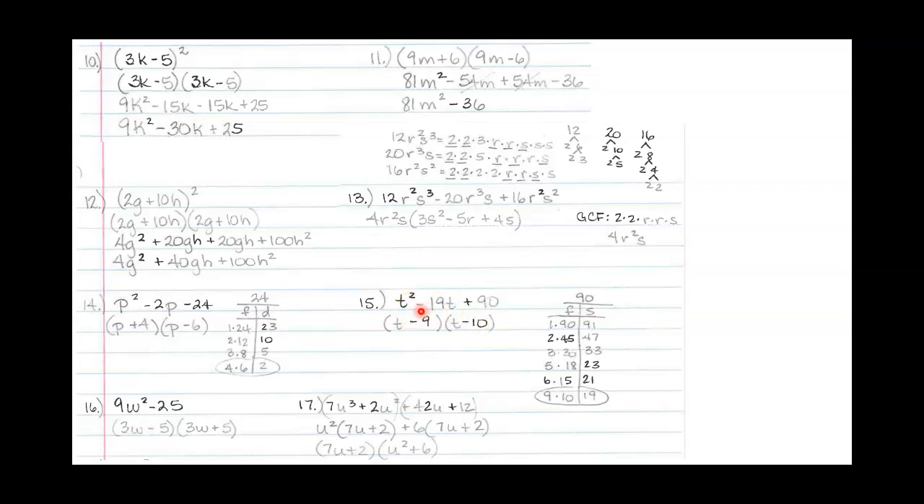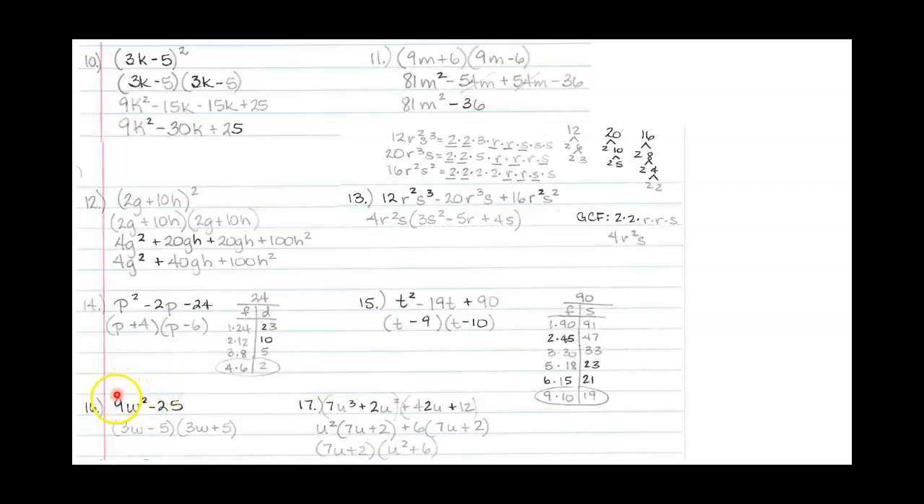All right, then for number 16, I start with looking, do I have a greatest common factor? There's nothing I can take out. And then I look at the number of terms that I have, and I have 2. So the only thing that we have studied that has 2 terms is a difference of squares. So if you'll notice, 9 is a perfect square, w squared is a perfect square, and 25 is a perfect square, and this is a difference. So yes, that's a difference of 2 squares.